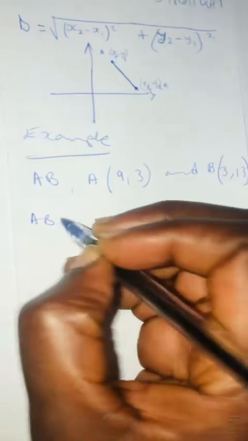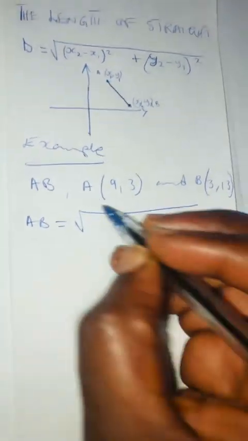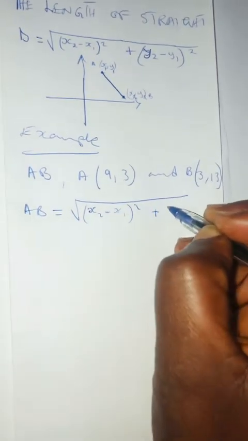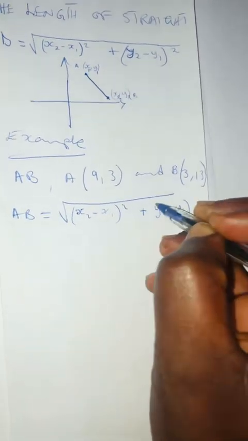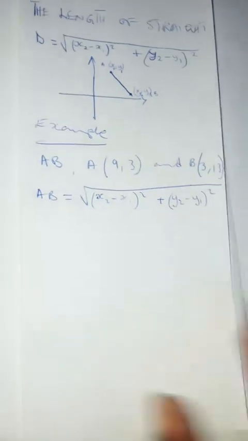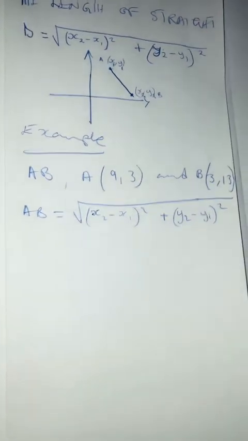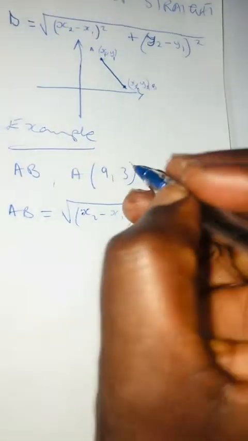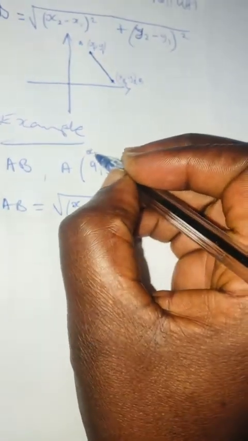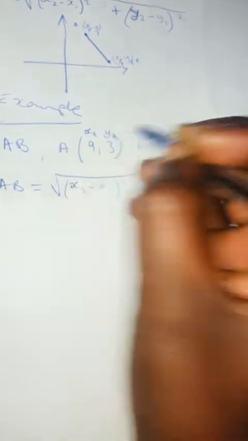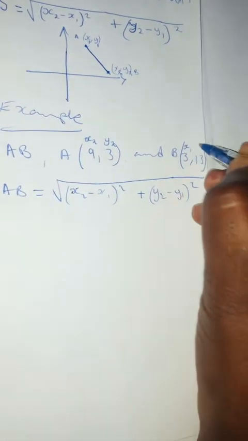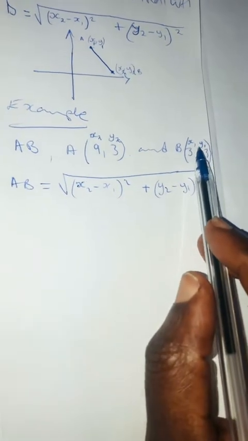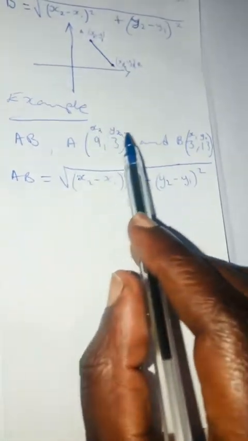So AB equals the square root of (x2 minus x1) squared plus (y2 minus y1) squared, like that. You can make any of these points your point 1. It doesn't matter. As long as if I make this one my x2, then this one should be my y2. Then the other one can be x1 and y1. If I made this one point 2, I would have x2, y2, x1, y1.